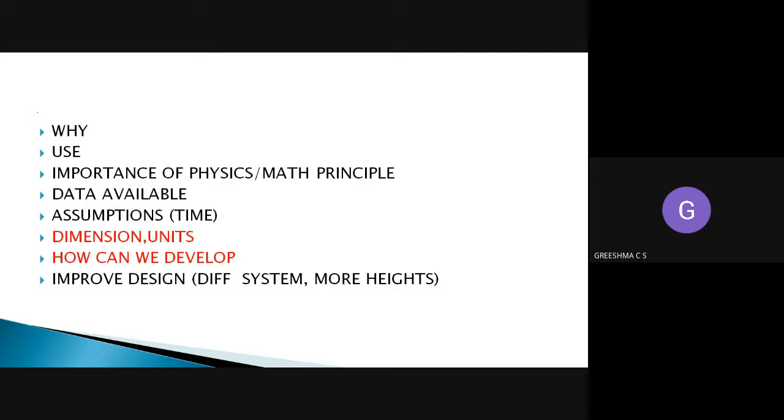Then mention the physics and maths you have used in that model. Then the data given, what you assumed, then the dimensions, the proper dimensions of your design model, and how to improve that system in future. If you use a hydraulic system or an electric system, you can make more developments in this lifting mechanism. That also you have to include as add-on points. So that is basically mathematical modeling. That is what is called mathematical modeling.